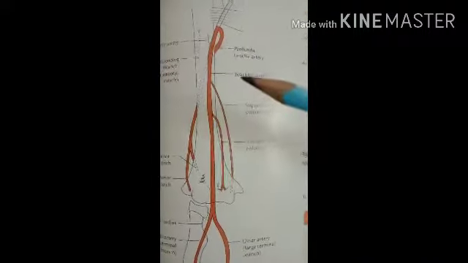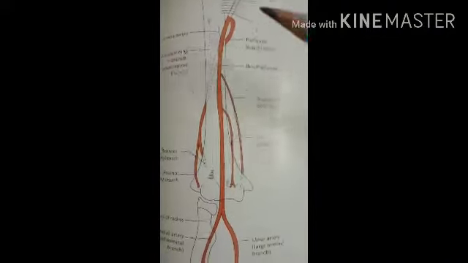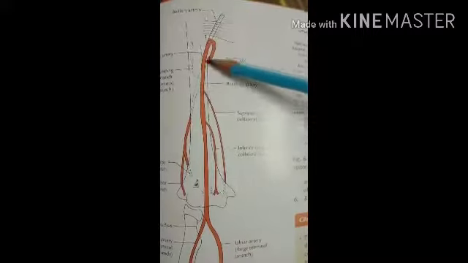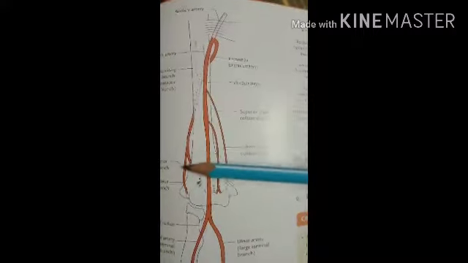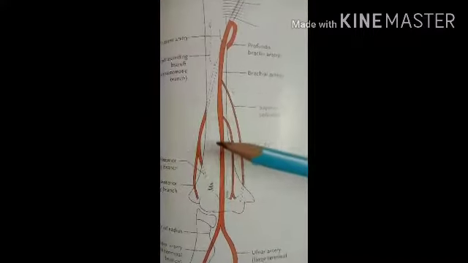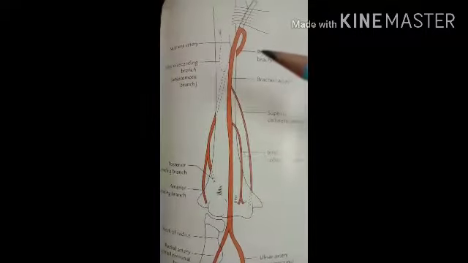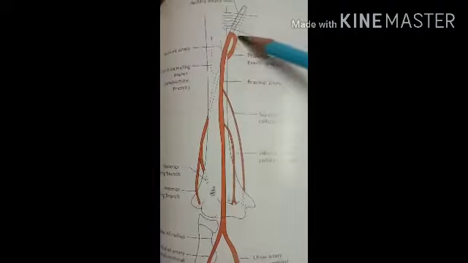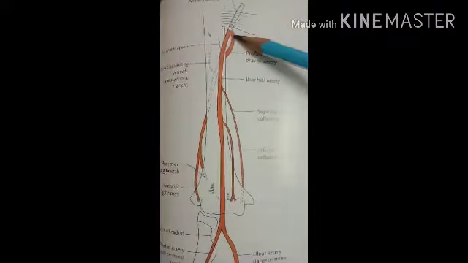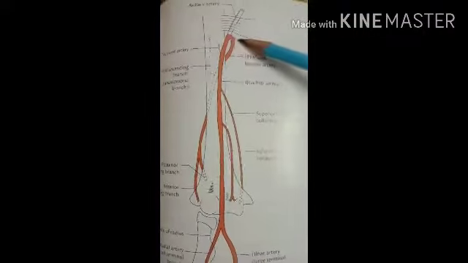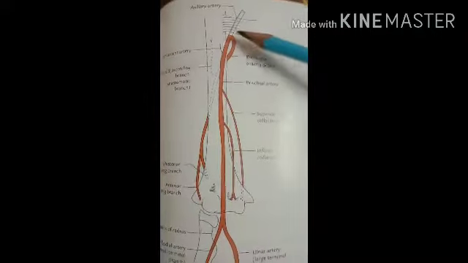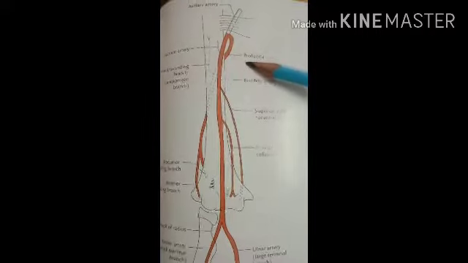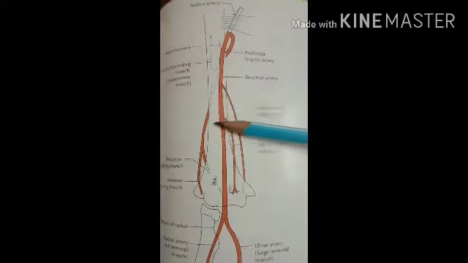Then the second branch, the profunda brachii artery. Here you can see this artery goes downwards in this way. The profunda brachii artery is the largest branch of the brachial artery, and it arises from the posteromedial aspect of the brachial artery, just below the lower border of the teres major muscle. It accompanies the radial nerve.